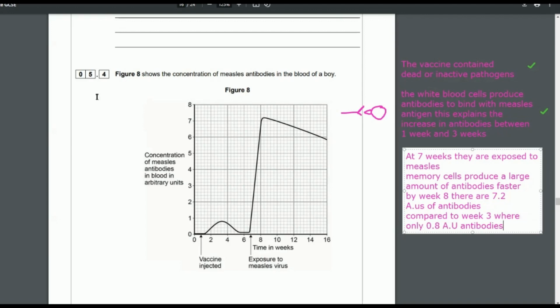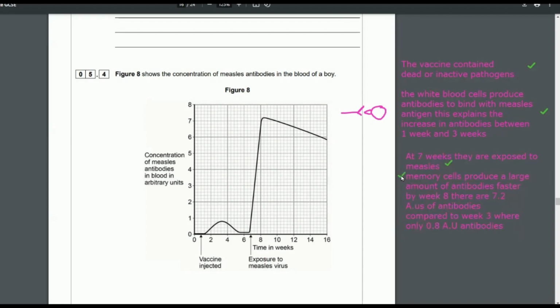So what am I getting marks for here? After 7 weeks, they're exposed to the measles. Memory cells or white blood cells produce a large amount faster. So that's 2 marks, a larger amount and faster amount. By week 8, there are 7.2 AUs, arbitrary units of antibodies. So I've given some data. So it's taken 1 week to produce up to 7.2, compared to week 3, where only 0.8 arbitrary units of antibodies.